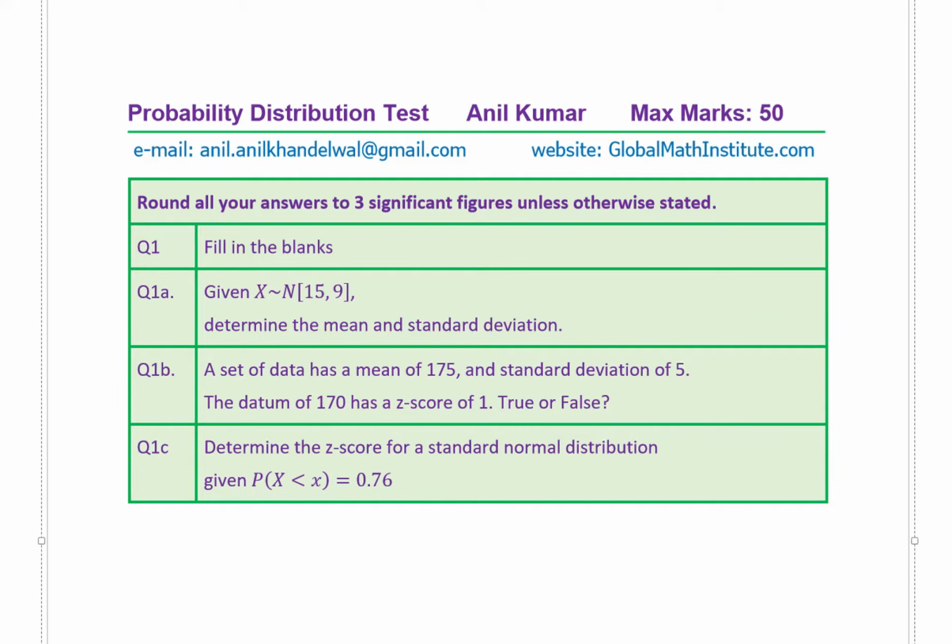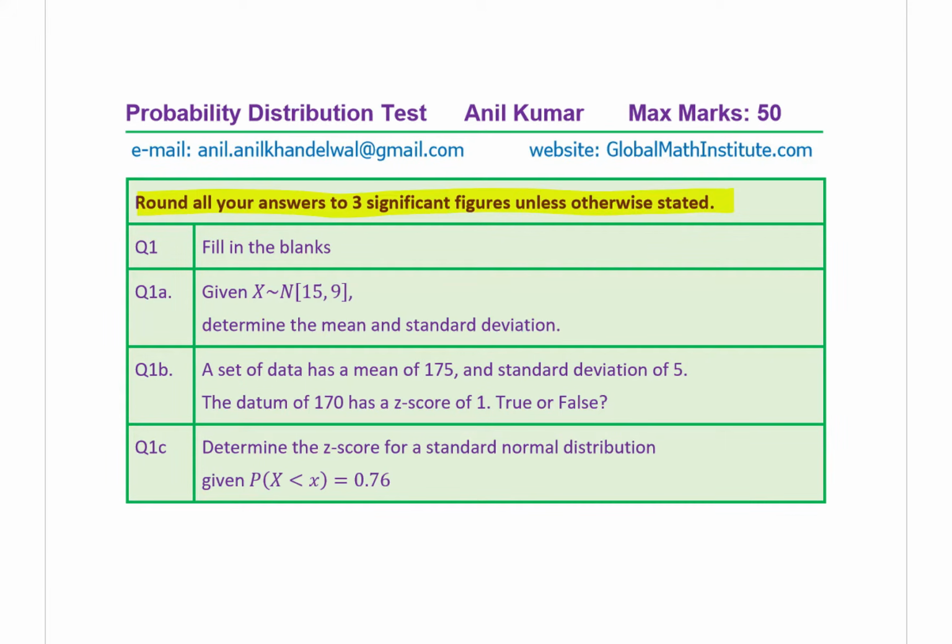Here is a general remark: round all your answers to three significant figures unless otherwise stated. Question number one is kind of fill in the blanks. Given that x is distributed normally with a mean of 15 and variance of 9, determine the mean and standard deviation.